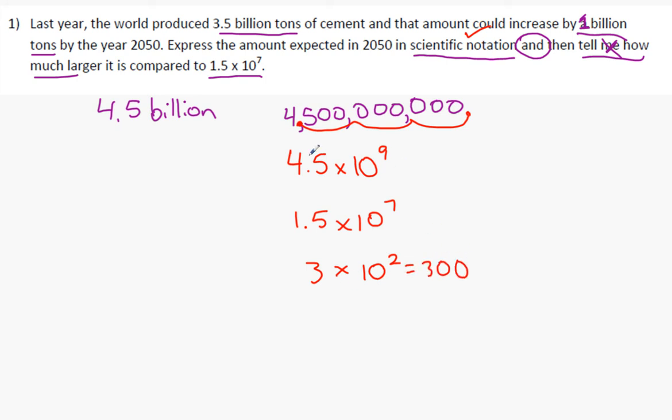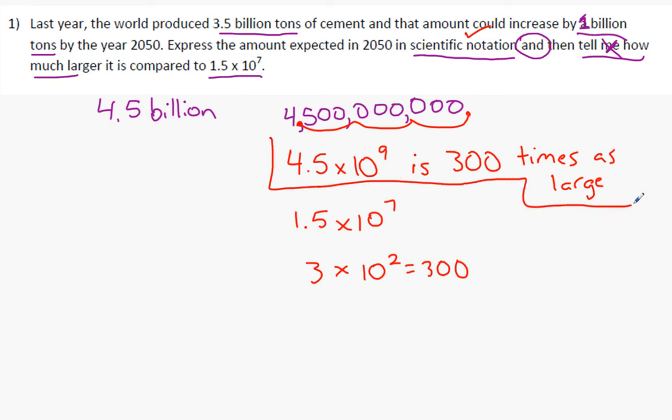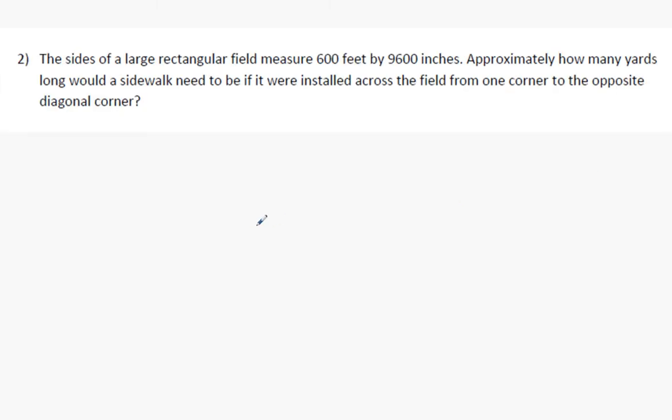300. So our full answer tells us how much larger 4.5 times 10 to the 9th is: 300 times as large, or times larger, depending on how you want to phrase it. Here is answer number 1. Okay, 9 to go. And I'm going to tell you these first couple are the most time consuming. They go a lot quicker once we get through here.